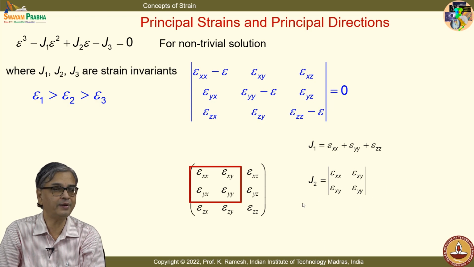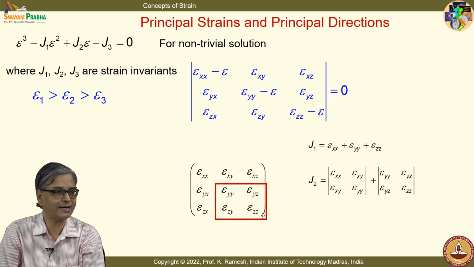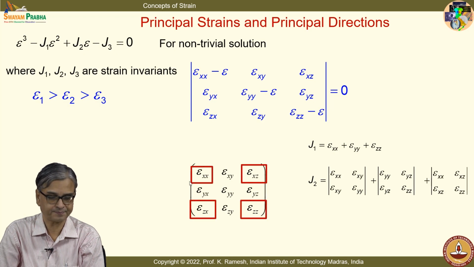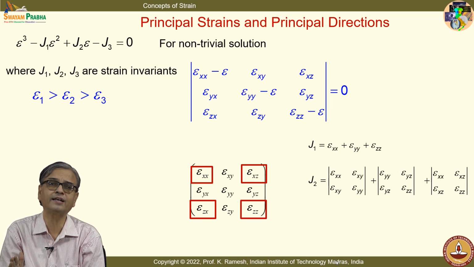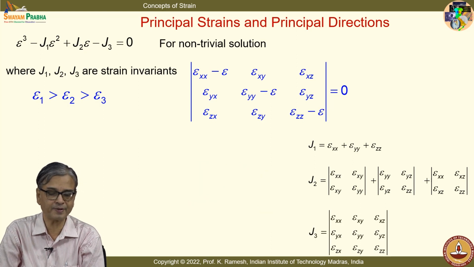Can you write the second element? We have taken the 2 by 2 matrix from this. So, determinant of this epsilon yy, epsilon yz, epsilon yz and epsilon zz, and similarly all the 4 corner elements contribute to the third element of J2. So, it is a mirror image. Whatever you have learnt in stress analysis, similar quantities you look at in strain. And what is J3? It is the determinant of the complete matrix.